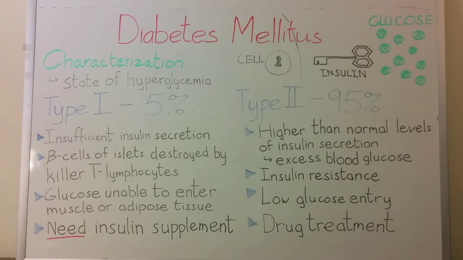So there is glucose entry, however, it is very limited, unlike in type 1 where there is no glucose entry. Type 2 can be treated with pharmaceutical drugs, which I will talk about later in this video.